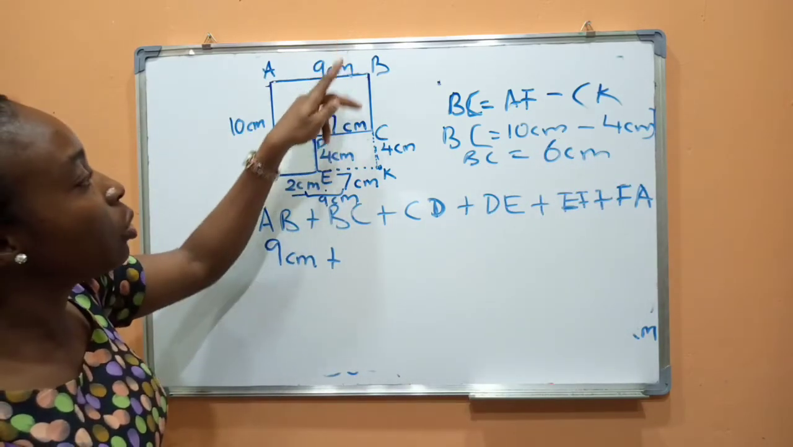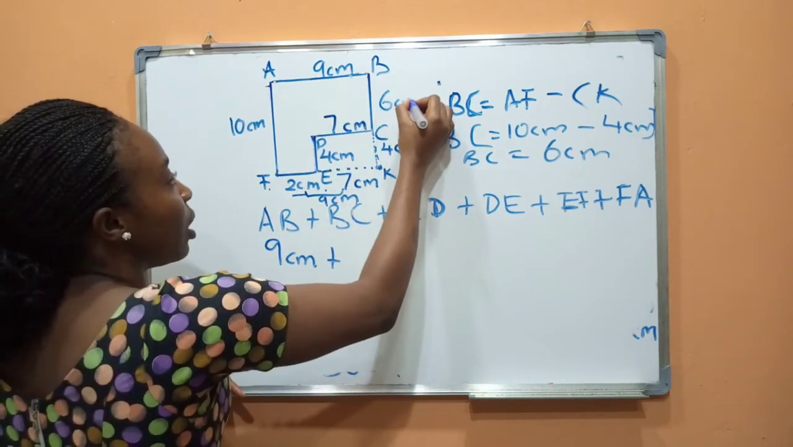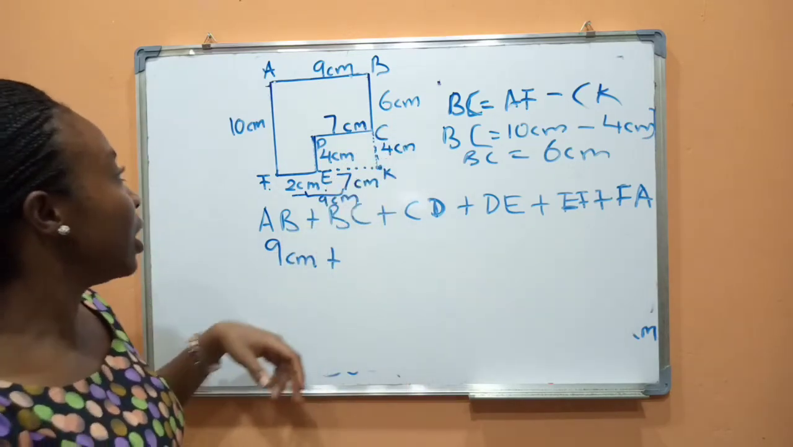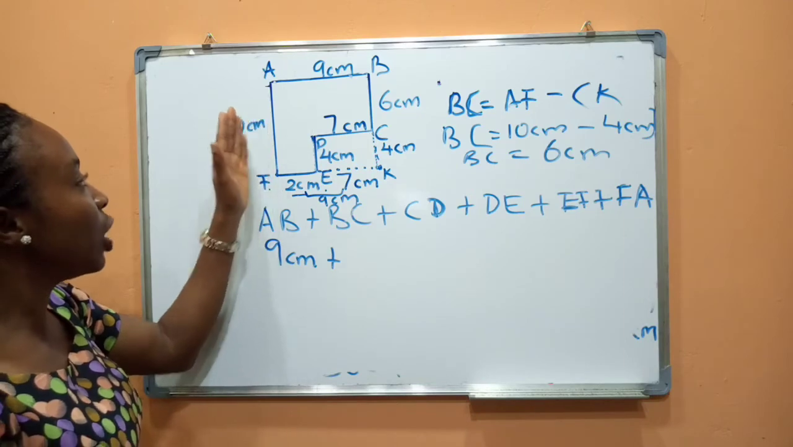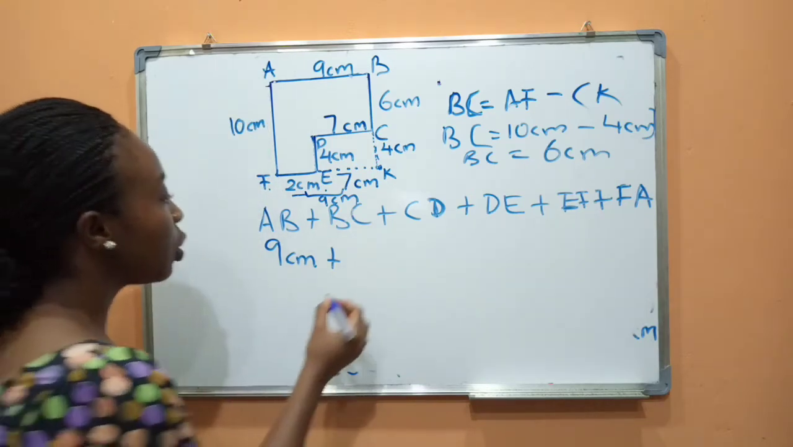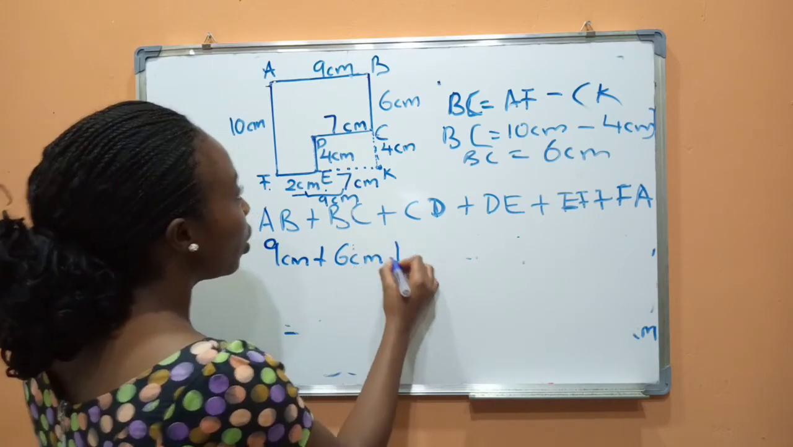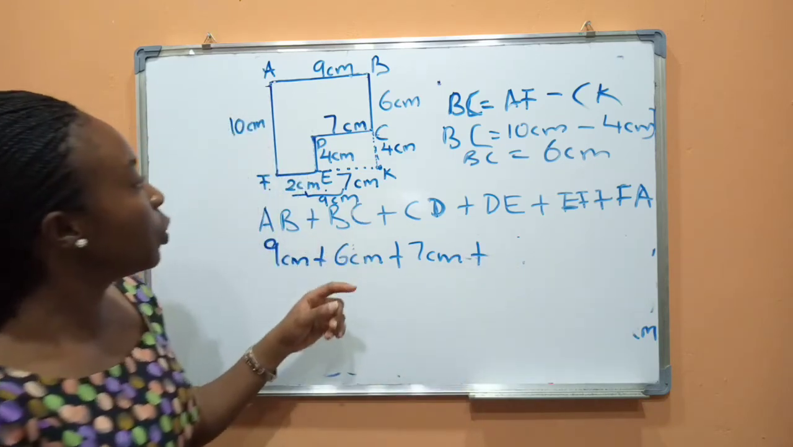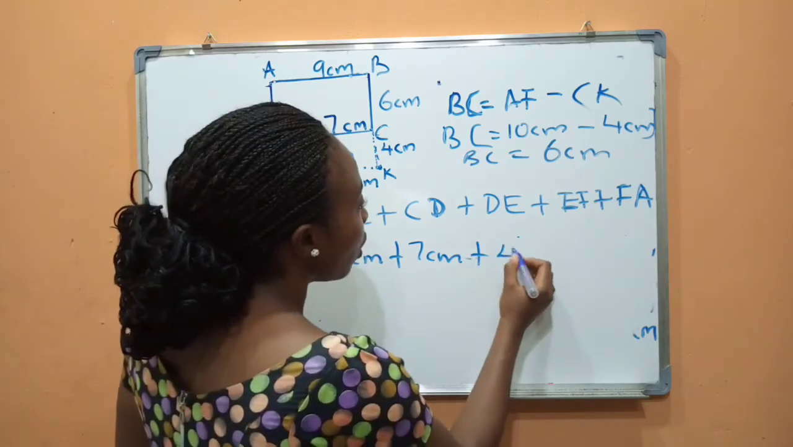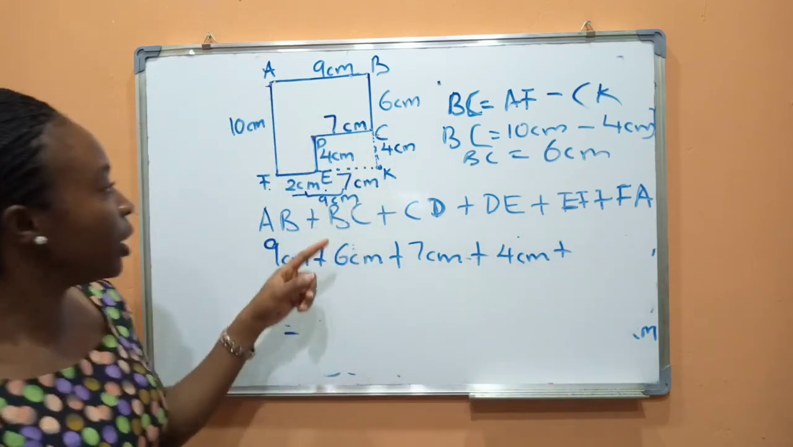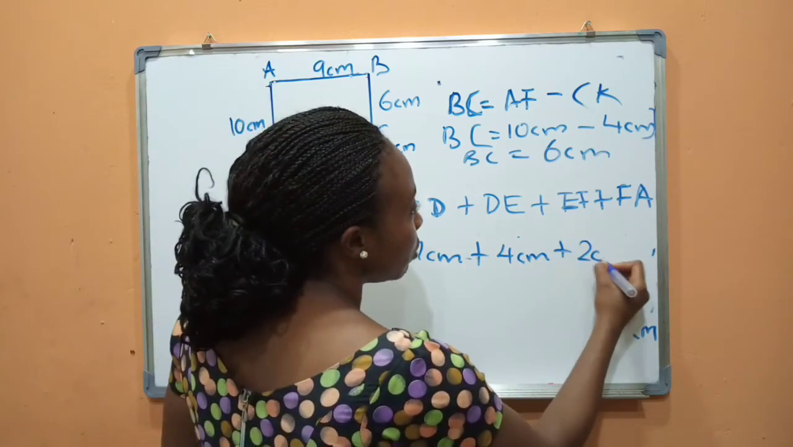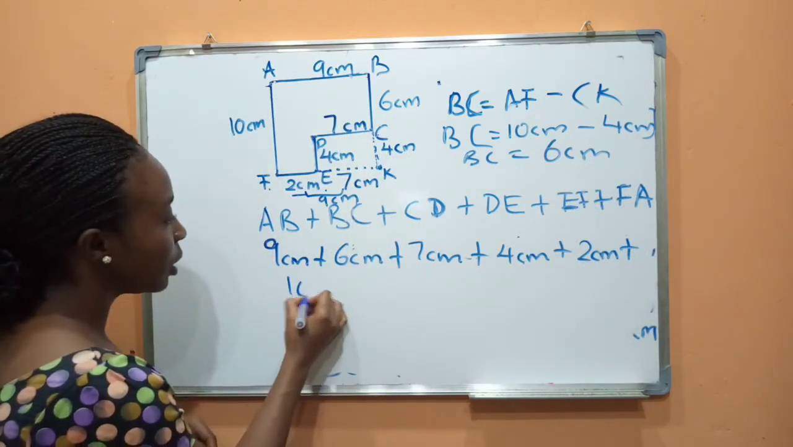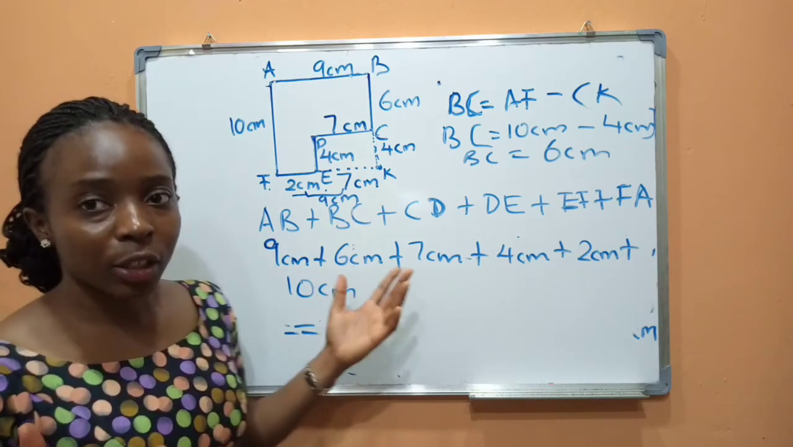So that means from here to here is what? 6 centimeters. By the time you sum it up, you're going to have 6 centimeters plus 4 centimeters. You have 10 centimeters. You notice it's the same thing as what we have here. So we are on track. So BC is 6 centimeters plus CD. CD is 7 centimeters plus what do we have as DE? DE is 4 centimeters plus, how about EF? EF is 2 centimeters plus FA. FA is 10 centimeters. Now we've gotten this, we can add up and get our perimeter.